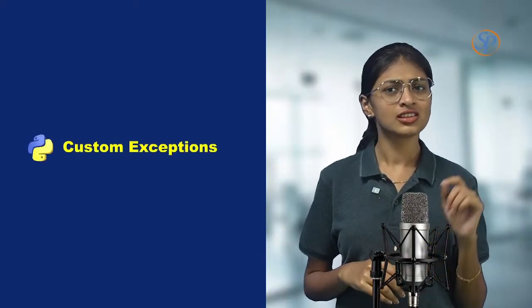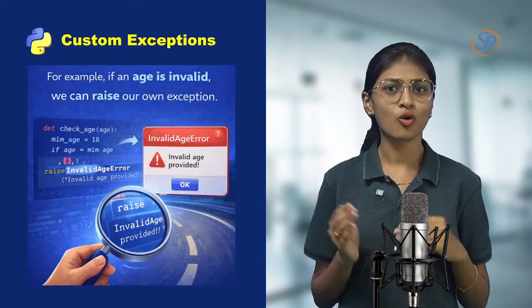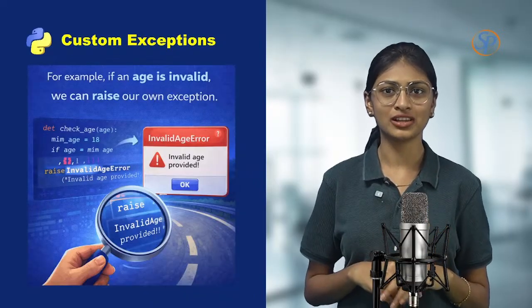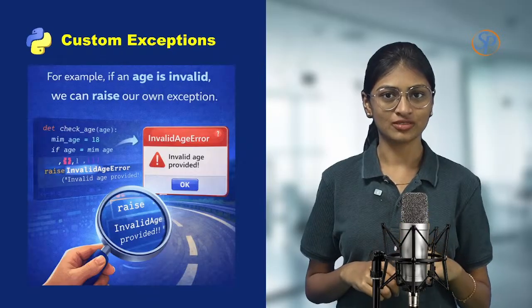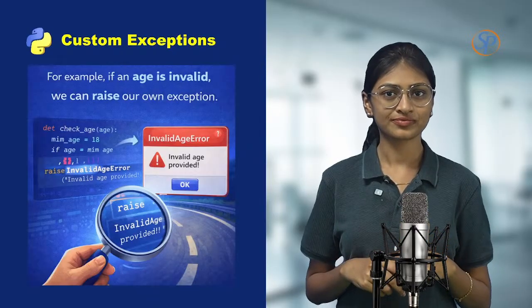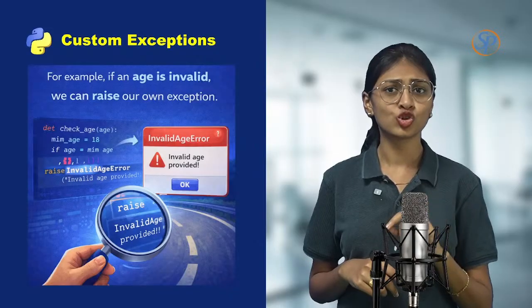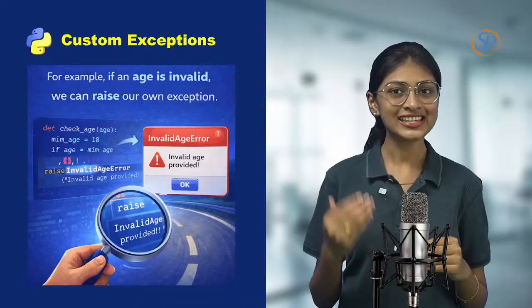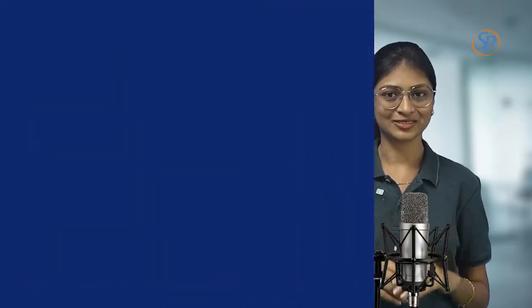Custom exceptions. Sometimes we want to create our own type of error to make our code more clear. For example, an InvalidAgeError exception that will just pass. This helps us show more meaningful error messages and makes the program easier to understand and debug.